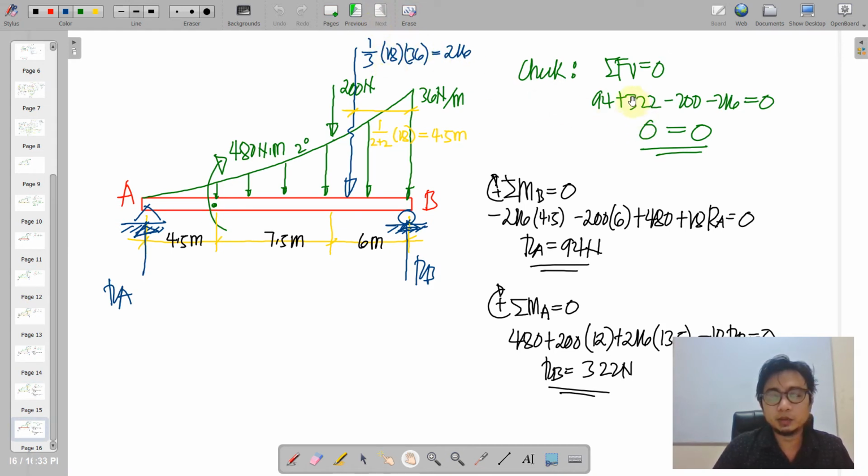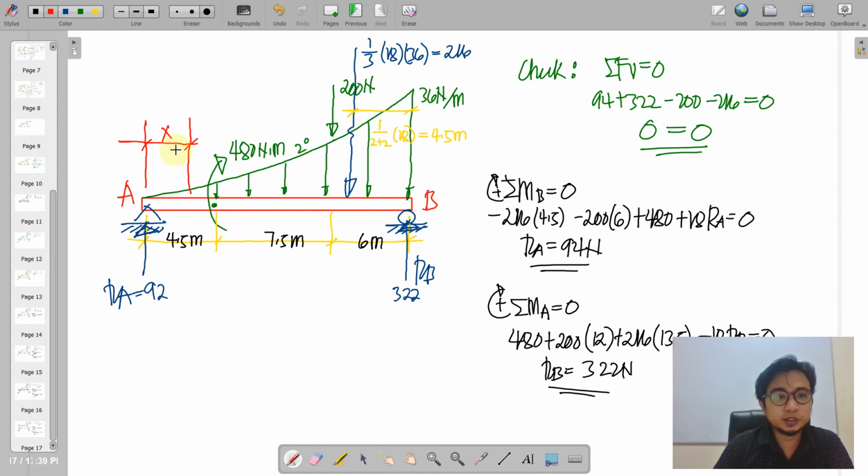So checking that one will yield to 0. We check that by having the equilibrium equation along the y-axis. So we have 0 is equal to 0. Now we're going to place the reactions here. We have 92 and 322. Next, we go section per segment.